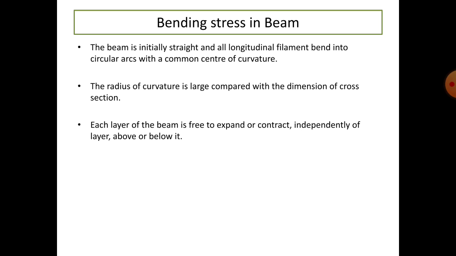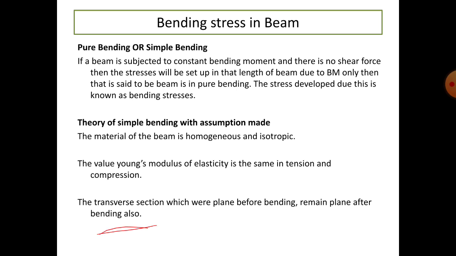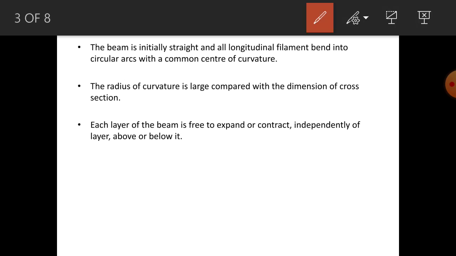Next is: the beam is initially straight along the longitudinal filament or fiber, and bends in a circular arc. What it is saying is the beam previously was a straight line along the longitudinal axis, and the side ends of the beam will be in an arc or curvature.